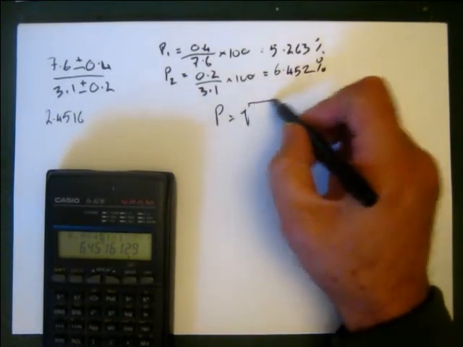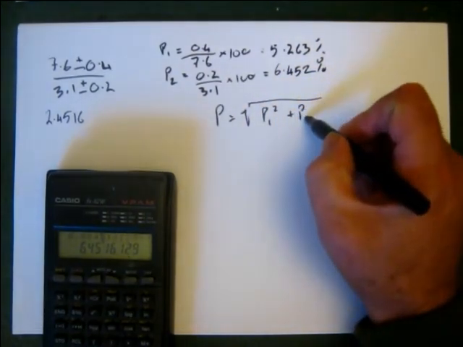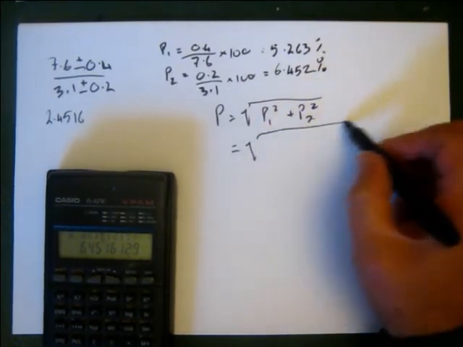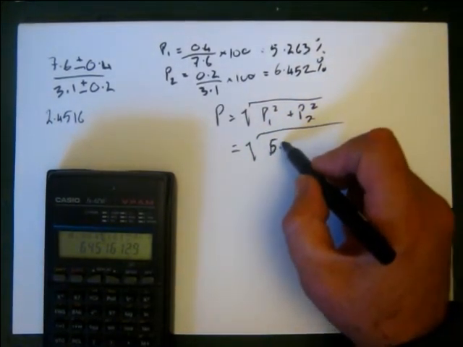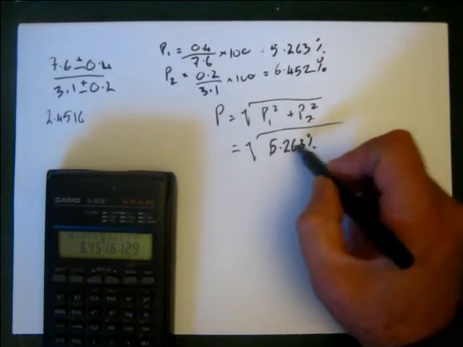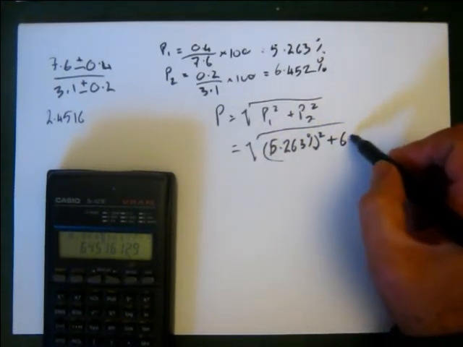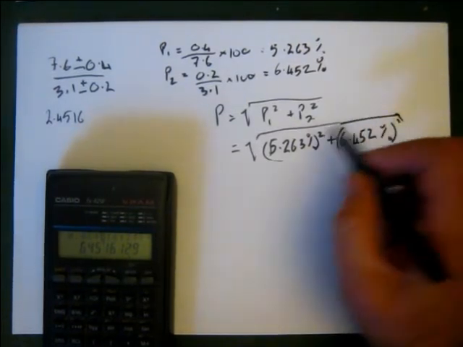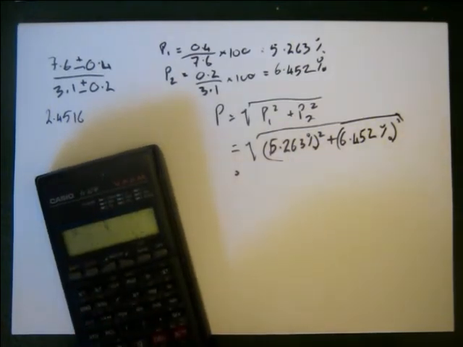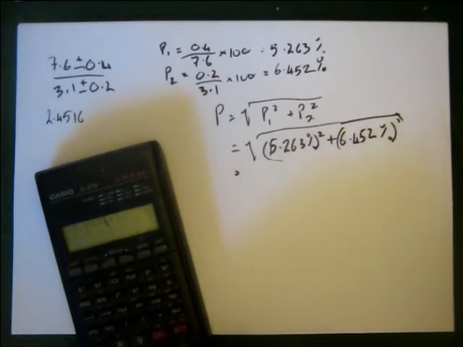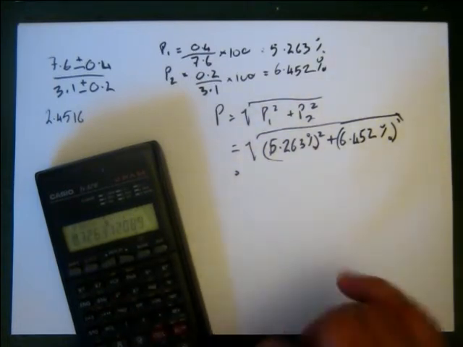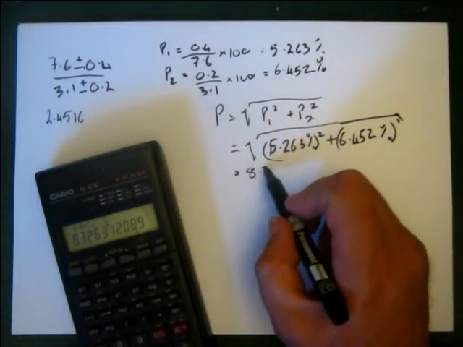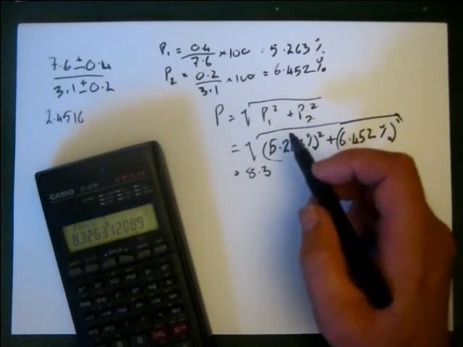We add them together. P is equal to the root of P1 squared plus P2 squared, which is equal to the root of 5.263% squared plus 6.452% squared. So let's do that again. 5.263 squared plus 6.452 squared equals, take the square root of that lot, equals 8.326%.